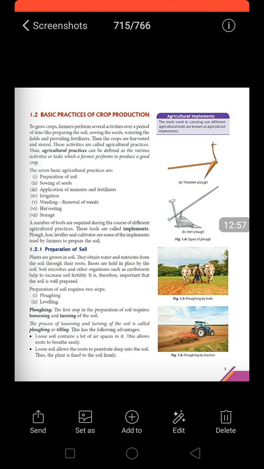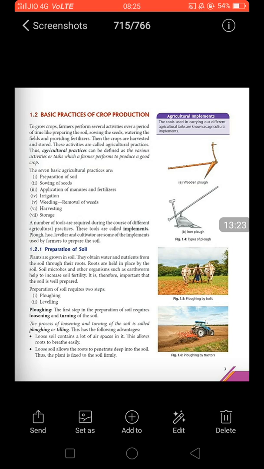The roots are held in place by the soil, and microbes and other organisms such as earthworms help to increase the soil fertility. So it is therefore important that soil is well prepared. Well preparation of soil is the most important step in crop production. That can be done in two steps. One is plowing and another one is leveling.